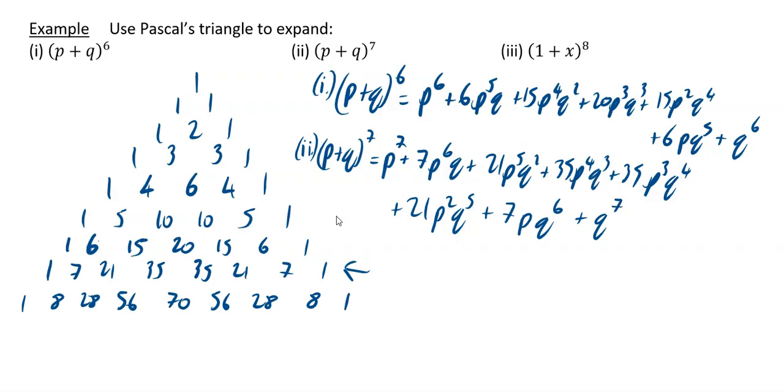So just to remind us, remember your powers: the sum of the powers always adds up to, in this case, 7. And as you decrease your power of p, you increase your power of q.